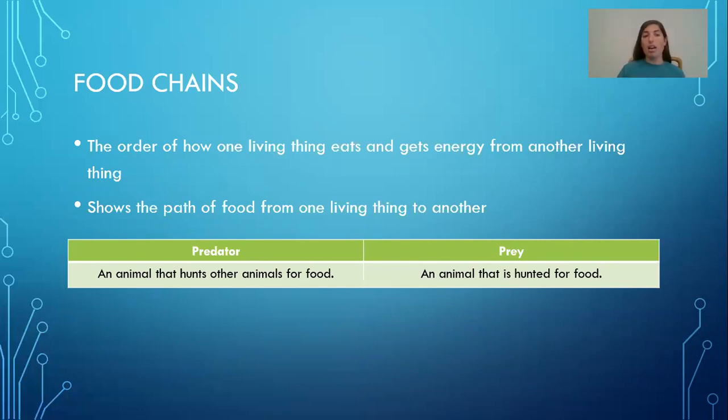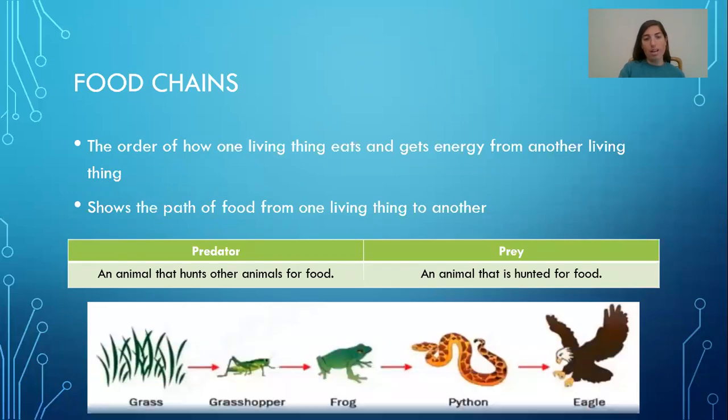So a predator is an animal that hunts other animals for food. Okay? They are hunting for their food. The prey is an animal that is hunted for food. So let's take a look at this food chain right here. So we have grass, which we know is a good producer. The grass gets its energy from the sun. So really, this food chain should start with the sun because that's how that grass is getting its energy. But it goes from the grass to the grasshopper, to the frog, the python, to the eagle.